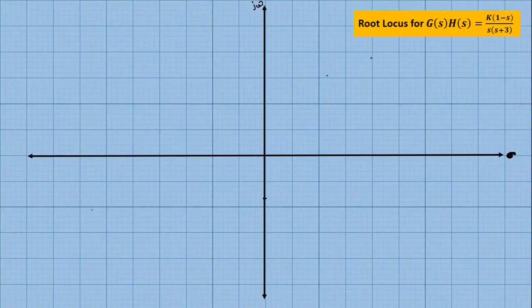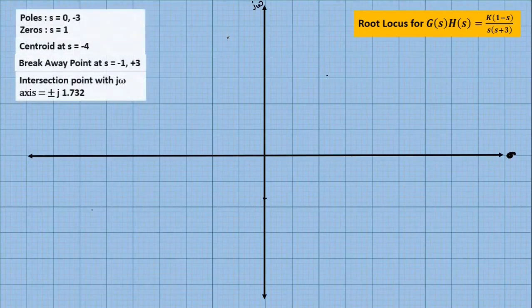Now we will draw the root locus of this transfer function given G of s into H of s is equal to k into (1 minus s) divided by s into (s plus 3). For this, in the graph paper we have represented the real axis as sigma and imaginary axis as j omega axis. Now we will represent all the data which we have found out just now. Next we will represent these poles and zeros on this s plane. One zero is at s is equal to 1 and one pole is at s is equal to 0 and another pole is at s is equal to minus 3.